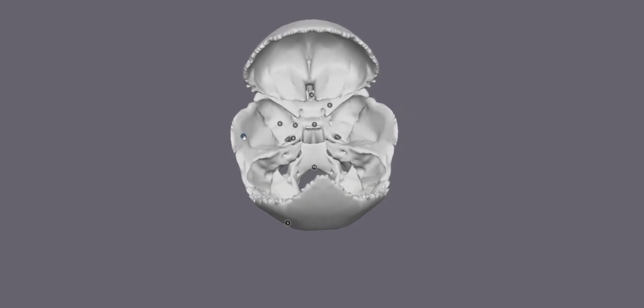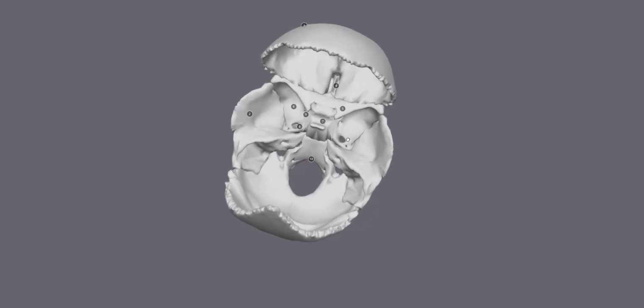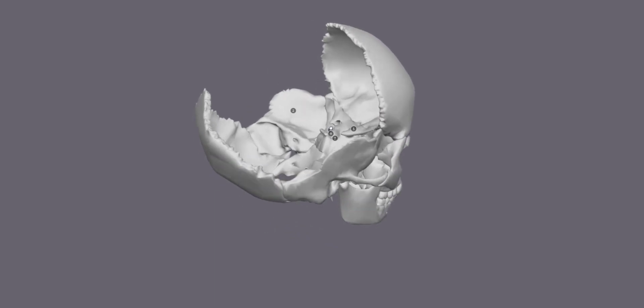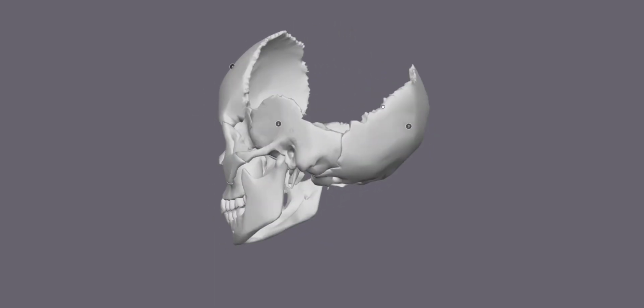And then, of course, we have the temporal bone here. We have the foramen ovale and foramen rotundum. And then we have the foramen magnum. Foramen means hole, magnum means large, so it's the large hole. So you want to rotate this around and look at it from different angles. It really helps you get an idea of the perspective, how the bones go together.